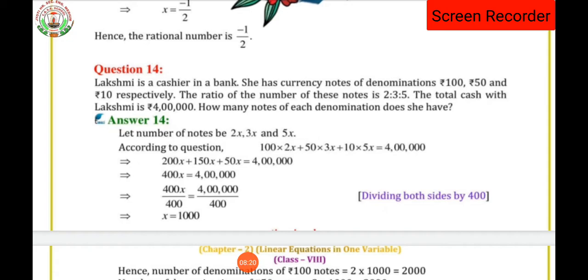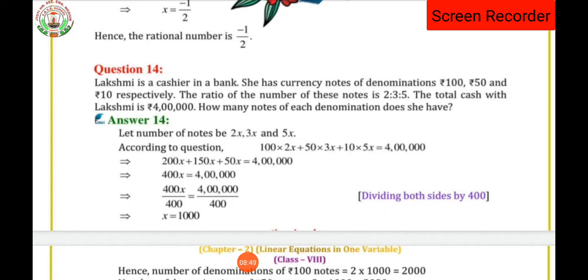As Lakshmi is a cashier in the bank, she has separate bundles of 100 rupees, 50 rupees and 10 rupees notes. Okay. Then the ratio of the number of these notes is 2:3:5. The total cash with Lakshmi is rupees 4 lakh. Okay. How many notes of each denomination does she have?